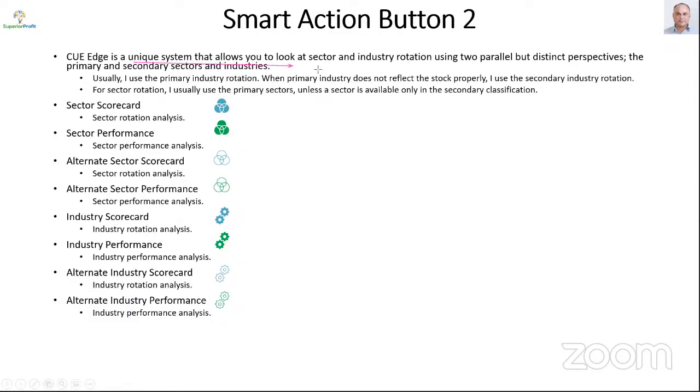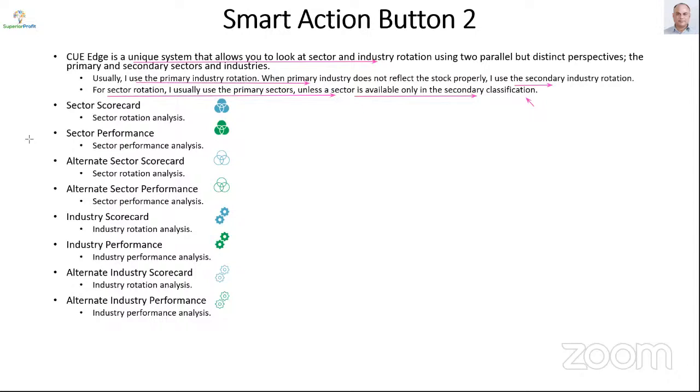QH is a unique system that allows you to look at sector indices rotation using two parallel, as I mentioned, primary and secondary, but distinct perspectives, the primary and secondary sectors as well as industries. Usually I use the primary rotation. When primary industry does not reflect the stock properly, I use the secondary industry rotation. For sector rotation, I usually use the primary sectors unless a sector is available only in the secondary classification. As I mentioned, that is true for educational services. That is a sector available in secondary classification, but not in primary classification.